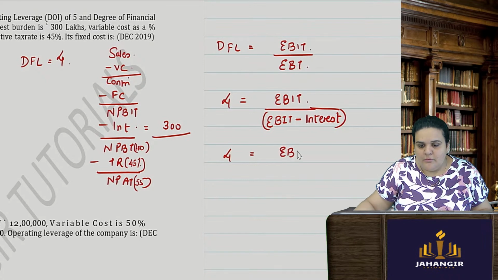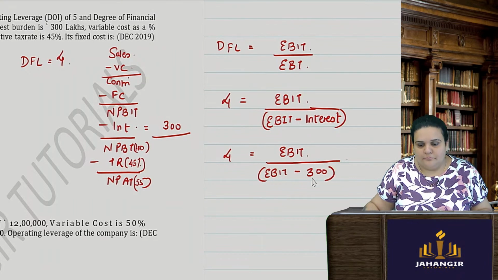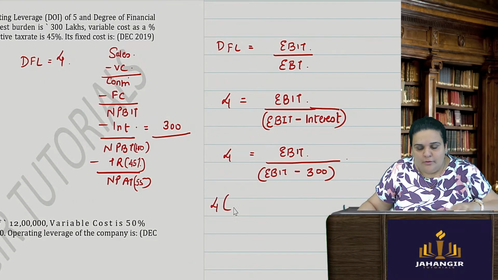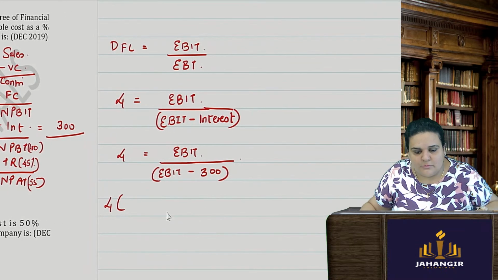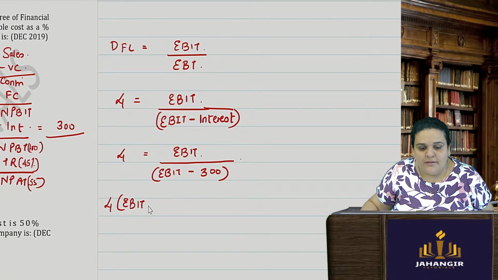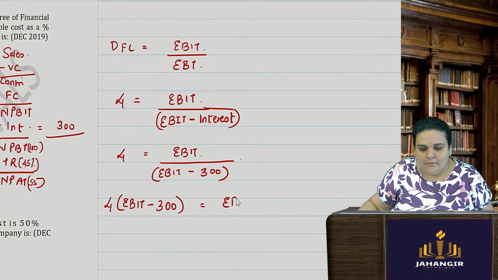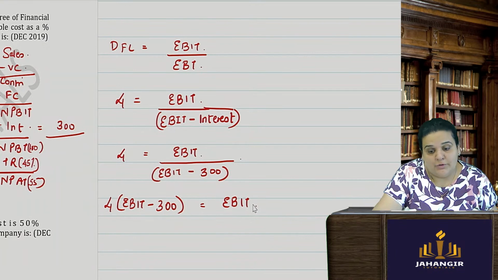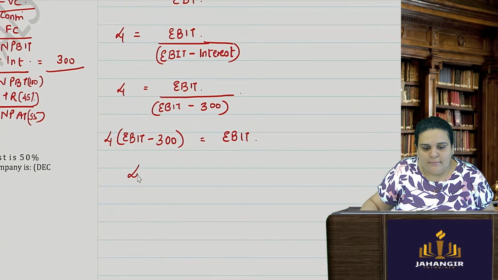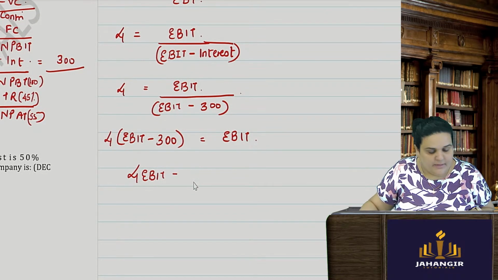EBIT is something which I don't know. So I am writing this as it is, but I know my interest factor, 300 lakhs. So now I am multiplying 4. I'm just putting it in the formulas. EBIT, solving the equation. Now I will have only one unknown variable. So 4 EBIT minus this will become 1200, 4 into 300.